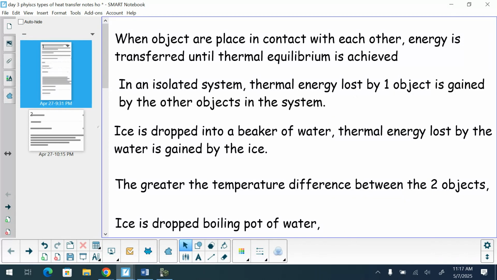In an isolated system, thermal energy lost by one object is gained by the objects in the system. So if we isolate the system, once again, if you close the door, stuff towels underneath all the cracks, and we just isolate this room, we turn off the air conditioner over there, we will try to achieve a thermal equilibrium in here.